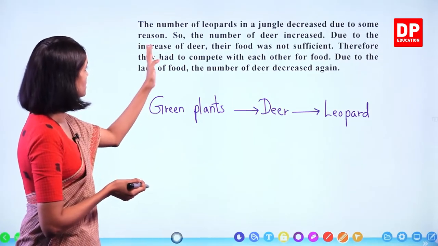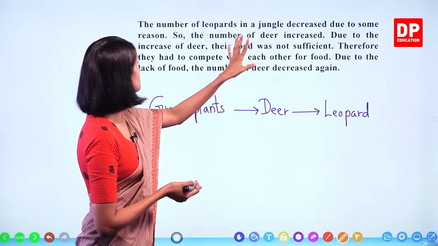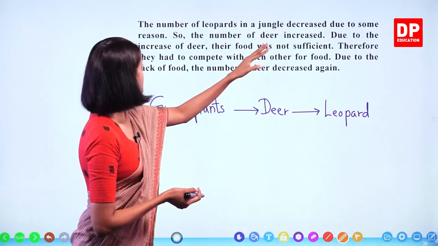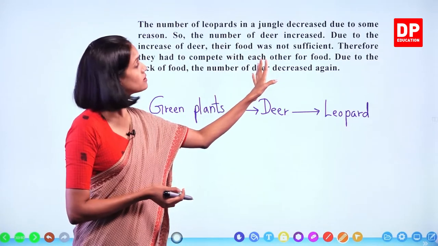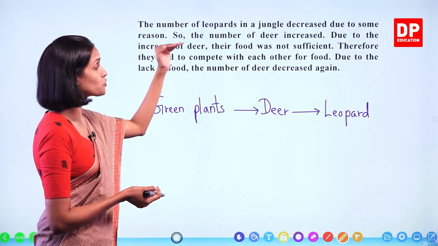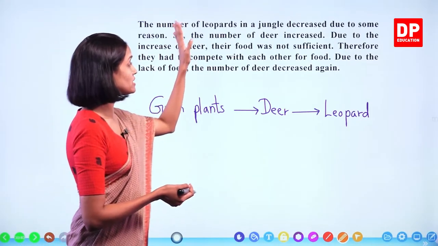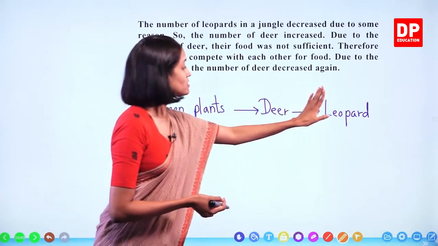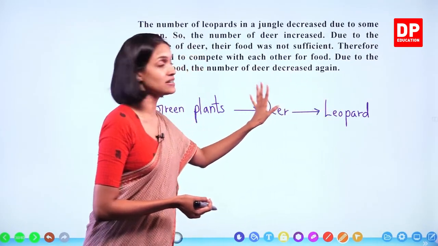Okay, now we'll read again. The number of leopards in a jungle decreased due to some reason. So the number of deer increased. Due to the increase of deer, their food was not sufficient. Therefore, they had to compete with each other for food. Right? Due to the lack of food, the number of deer decreased again. Right. Let's see that. So let's consider that there is a certain forest, only leopards and deer live in there.